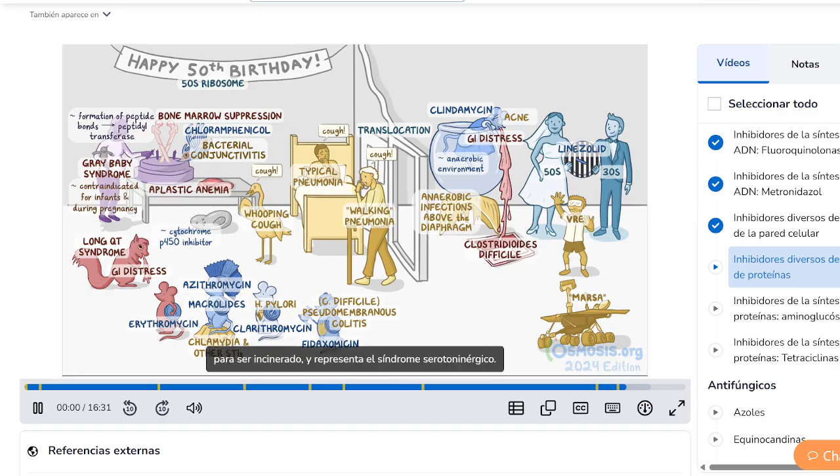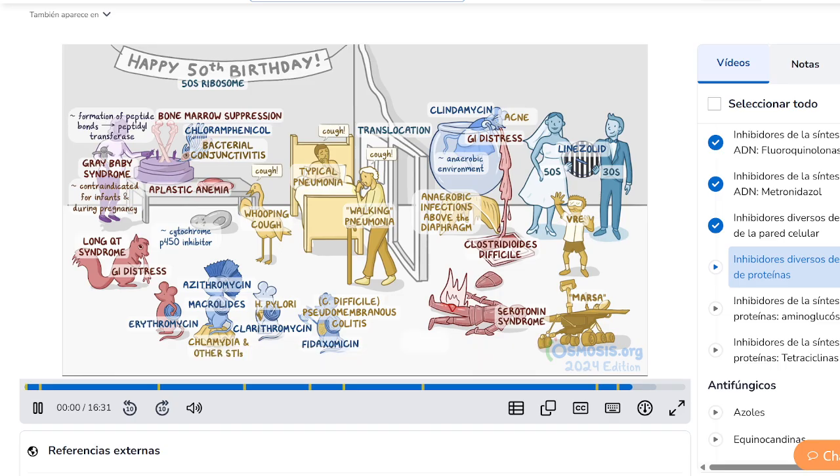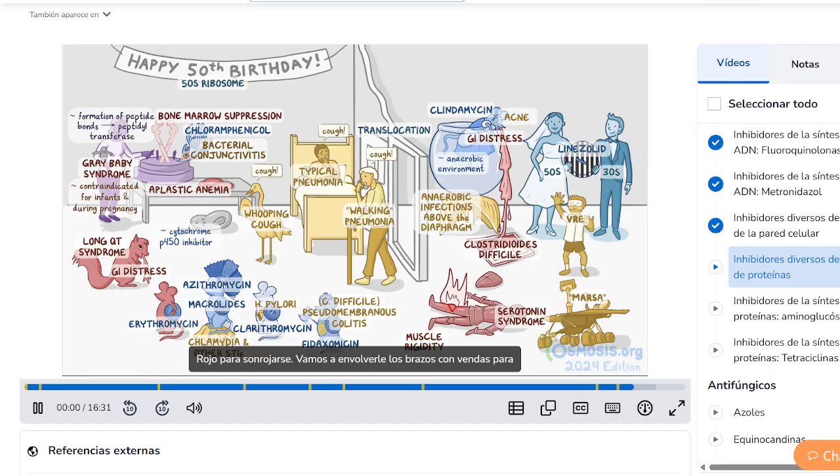And now for those side effects. The kid's other toy is a dead knight who's about to be cremated, and he represents serotonin syndrome. His body is stiff, so there's muscle rigidity, and the hot fire represents hyperthermia, and the armor is glowing red for flushing. Let's wrap his arms in bandages to represent peripheral neuropathy, and instead of a sword, he's holding a broken bone for bone marrow suppression.